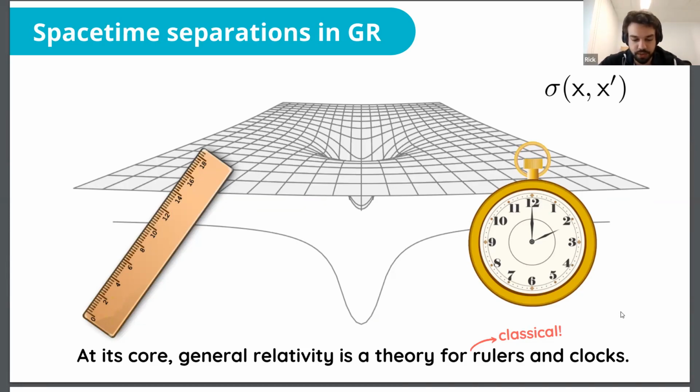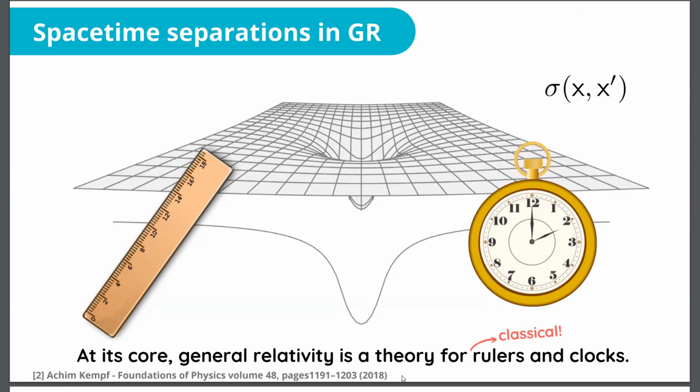So one of the ways to talk about space and time separations in scales where quantum field theory is more appropriate for talking about these phenomena than general relativity was presented in this reference here by Professor Achim Kempf. And I'll now try to explain what is the idea, but the goal is essentially to rephrase notions of space and time separations in general relativity in terms of correlation functions of quantum fields.